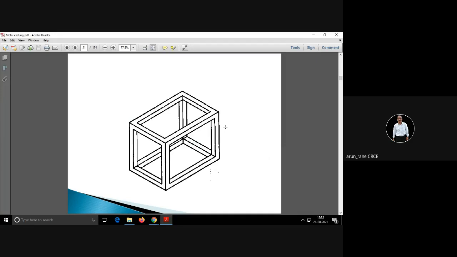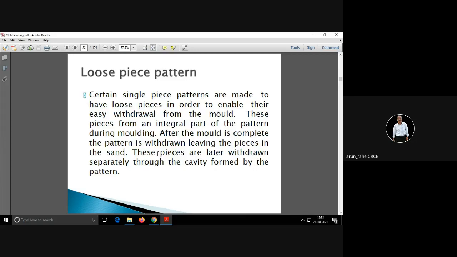Skeleton pattern means this is used for very big castings like the base of a lathe machine, the base of a milling machine. So a skeleton is prepared first. This is your skeleton. And then this skeleton is used for preparing the mold.